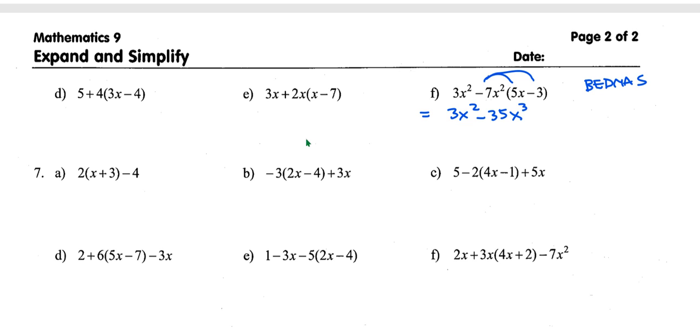Negative 7x squared times negative 3. So that's negative 7 times negative 3, positive 21. X squared times no x's is just x squared. All right, now I've done all the operations, I've expanded everything, but now I notice there is a 3x squared and a plus 21x squared. So those two are like terms, and now I can add them together. So this is 24x squared minus 35x cubed. And that's it. I can't do any more than that.